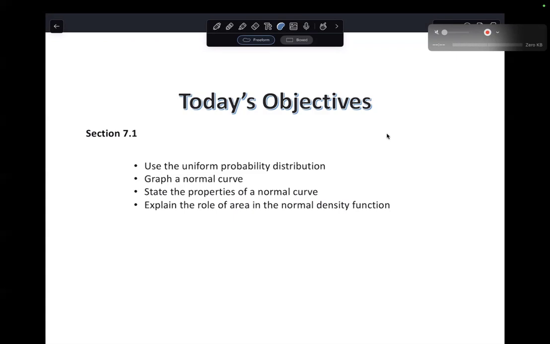All right, so there we go. That's what we're doing. We're talking about uniform probability distribution. We're going to graph a normal curve. We're going to look at some properties, and we're going to look at area.